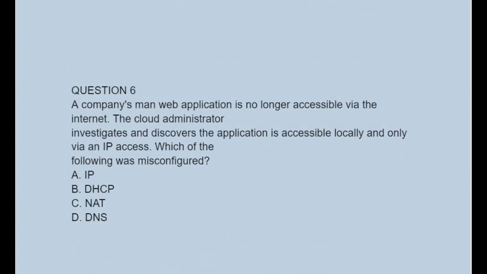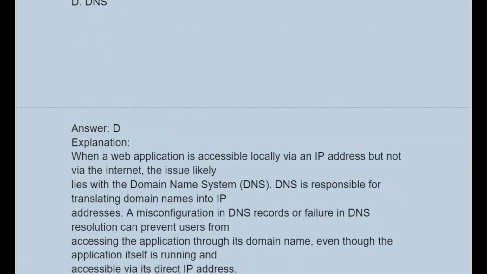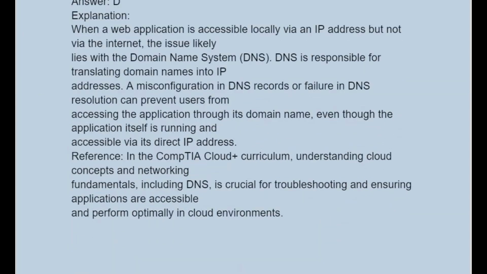Question is, a company's ManWave application is no longer accessible via the internet. The cloud administrator investigates and discovers the application is accessible locally and only via an IP address. Which of the following was misconfigured? Option A IP, Option B DHCP, Option C NAT, Option D DNS. Correct answer is option D.